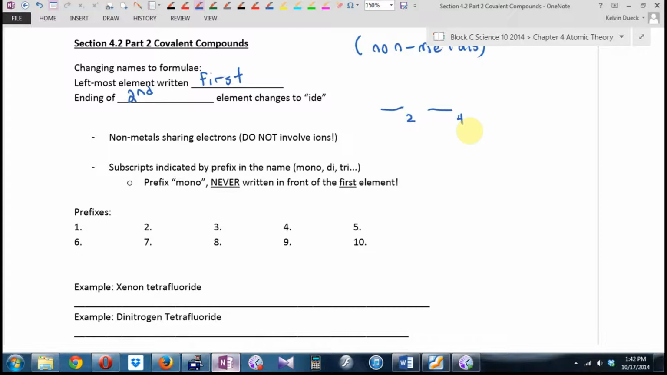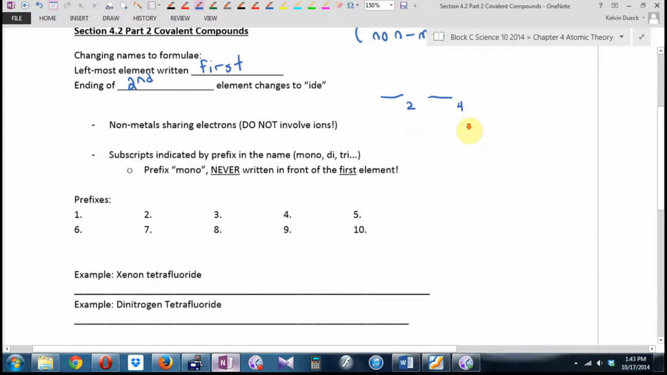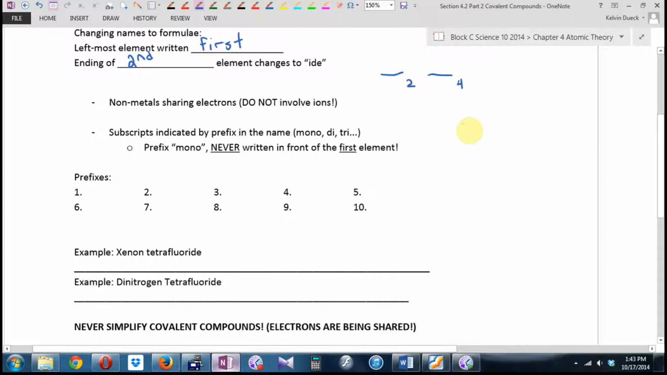What comes after tri? Tetra. That's what we're going to use in English in covalent compounds to show how many of each there are. One more thing though. If there's only one of the first element, you don't bother putting a mono in front of it. And we'll talk about that. So the prefixes: 1 is mono, 2 is di, 3 is tri, 4 is tetra, 5 is penta.